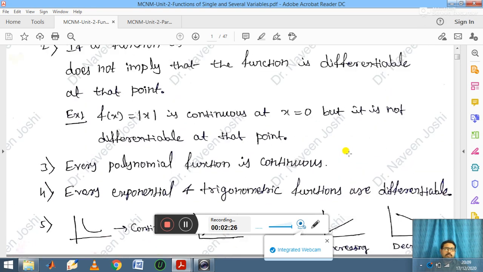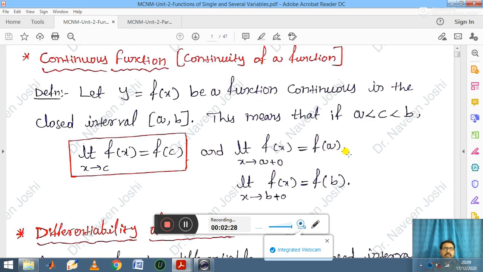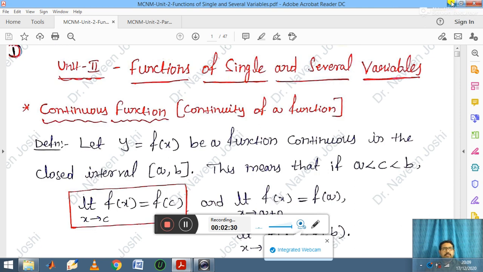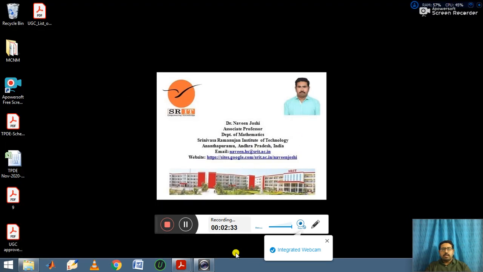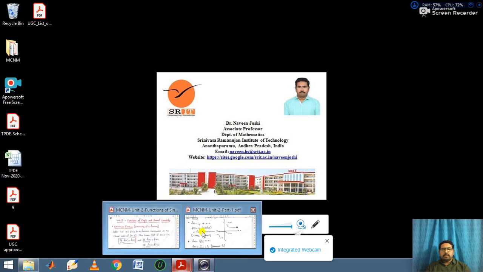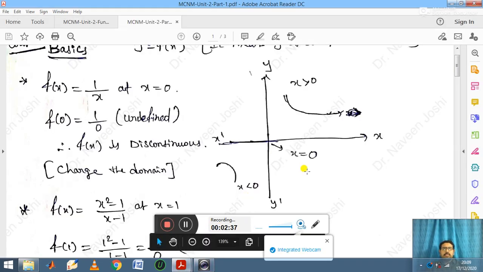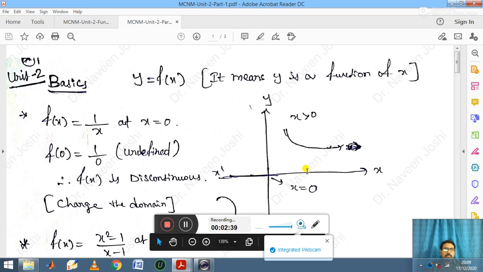Here you can just assume the graphs of sine x and cos x. The sine function and cos function, all the curves are continuous curves. That is, all the trigonometric functions are continuous, and the exponential function is also a continuous function. I can give several examples. Then what are discontinuous functions?